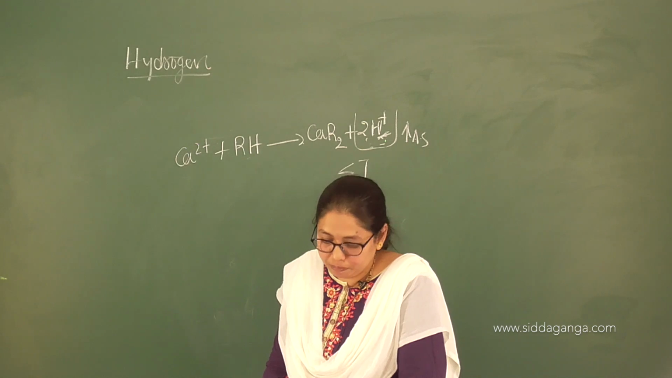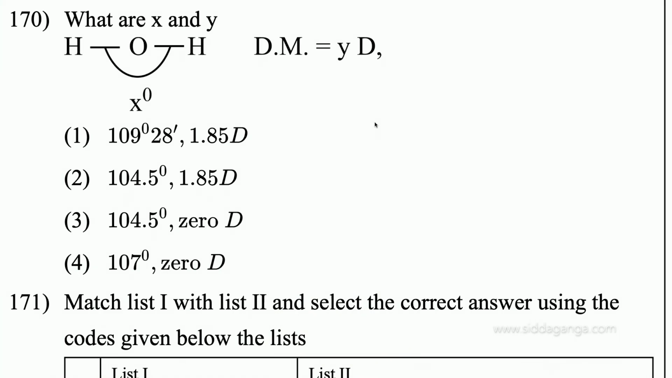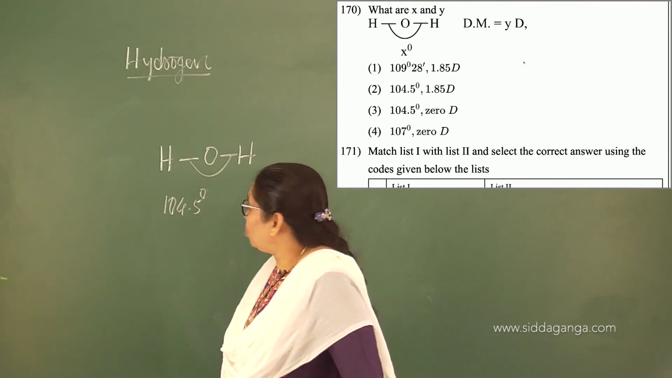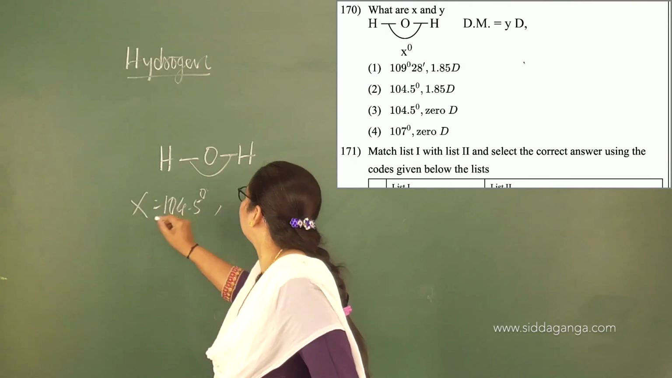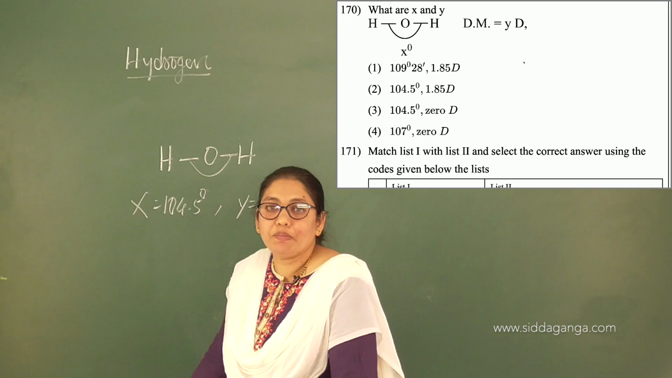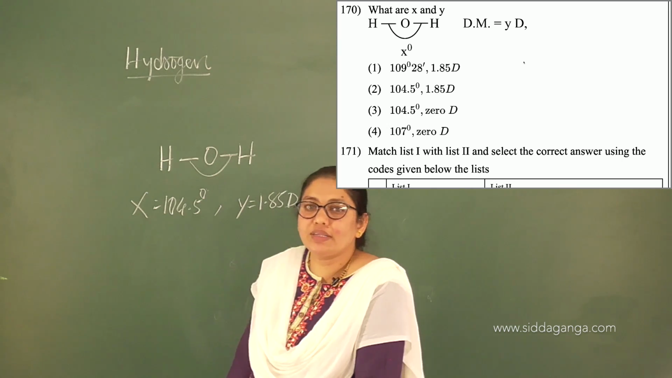If you move on to the next question. Yes, what are X and Y? So what is that structure they have given? That is nothing but the formula, or you can say structure of water, right? So here you have to find out what are X and Y. It is nothing but the angle, right? So what is that angle? 104.5 degree bent V shape structure, right? This is X. And what is that Y? That is nothing but the dipole moment that can be expressed as 1.85 debye. So option 2 is the answer for that one.